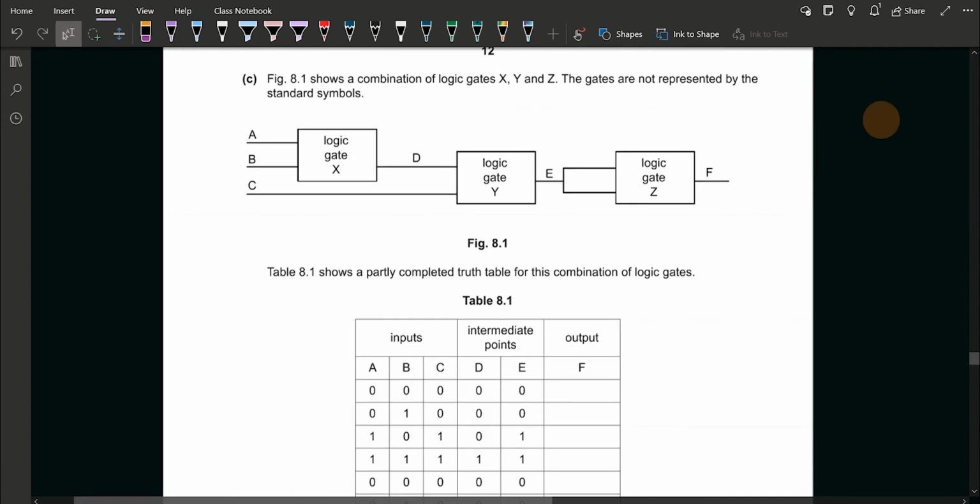Part C says figure 8.1 shows a combination of logic gates X, Y, Z. The gates are not represented by the standard symbols. So we are supposed to find out the output F.